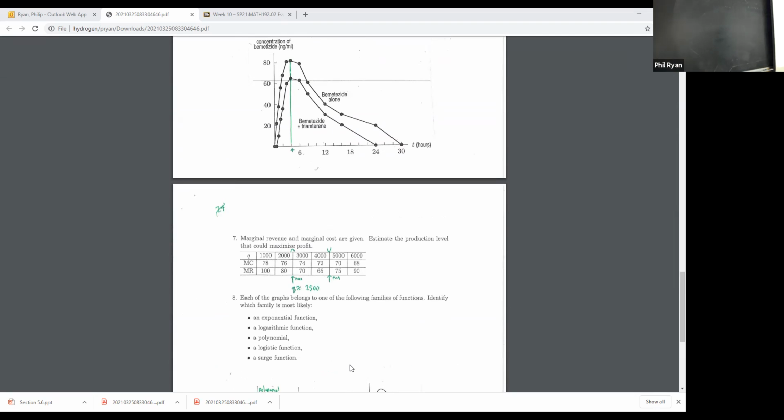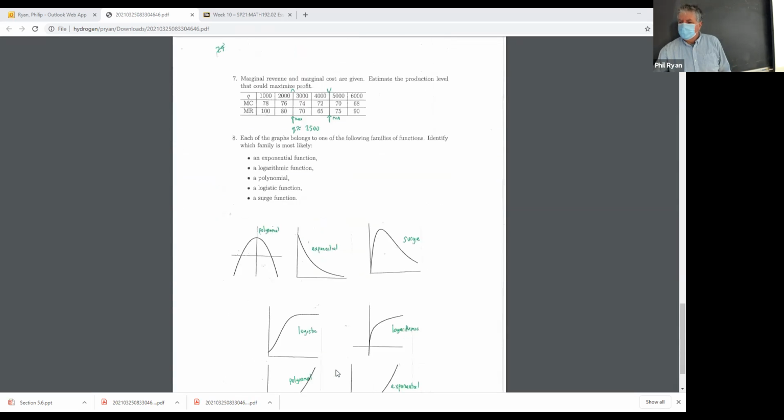Marginal revenue and marginal cost: estimate the production level that could maximize profit. Well, you're going to see where marginal cost equals marginal revenue. It's in 2 places, but this place is a minimum, right? Because we can see that marginal revenue is less than marginal cost beforehand, whereas this is a maximum. So it's going to be between 2,000 and 3,000, and we actually see that at 2,500, we estimate marginal cost to be 75 and marginal revenue to be 75. So that would be the best estimate.